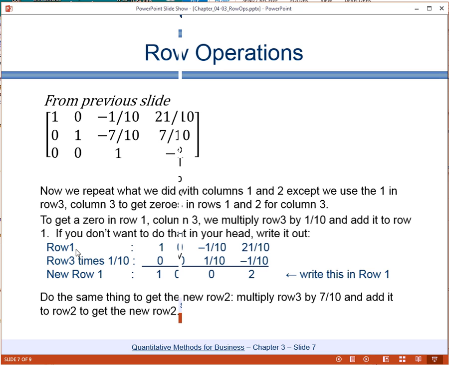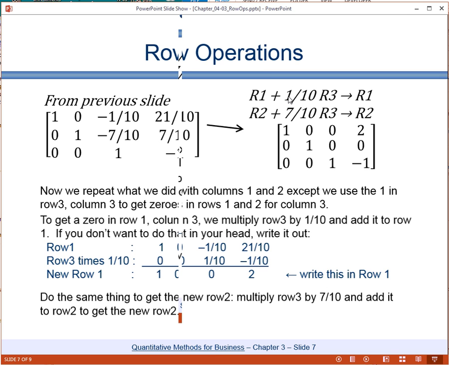Okay, and again, if you don't want to do that in your head, write down row 2, write down 7 tenths times row 3, and add them up column by column. Again, as I said before, you've got to keep all this arithmetic straight: multiplying the rows by a number and adding them up column by column. If you don't, it's going to throw your answer off. So take it step by step. Do it one step at a time if you need to.